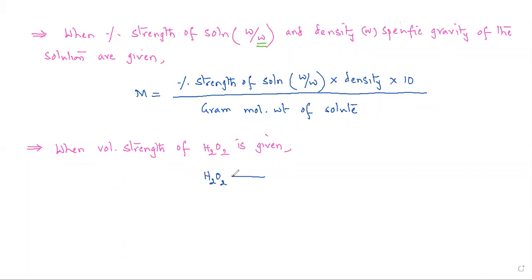See, hydrogen peroxide decomposes to give this, or you can say this. Now, the volume of oxygen liberated, say in ml or in liter, at STP by the decomposition of one volume of hydrogen peroxide. That means, let me say this way.